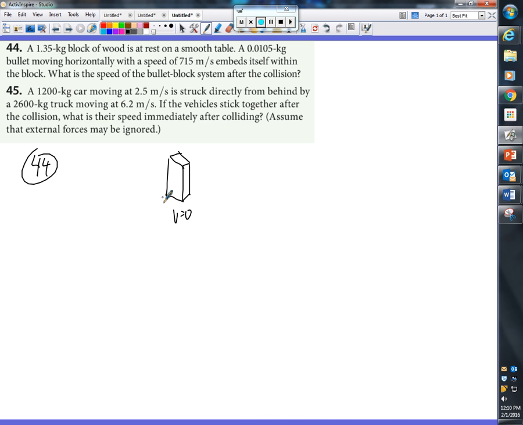So to embed means it's stuck in there. They're moving off as one. So we call this a completely inelastic or perfectly inelastic collision. That's when two things stick together. That's like the Velcro sides of the cards facing each other. So you've got this really fast bullet coming in here, very fast, 715 meters per second.